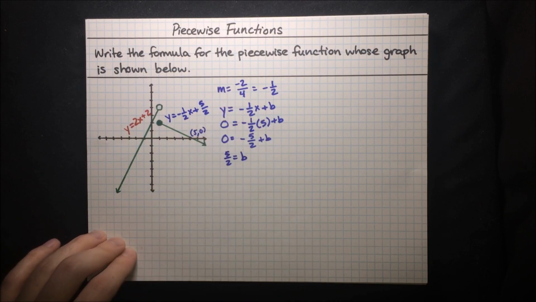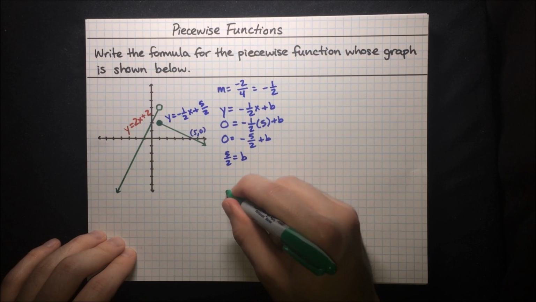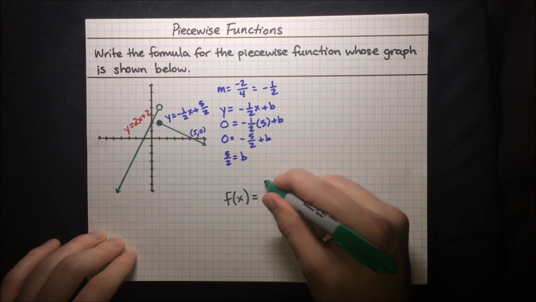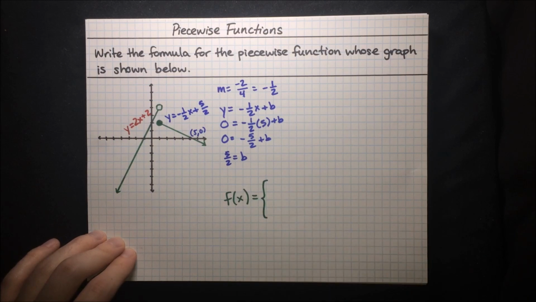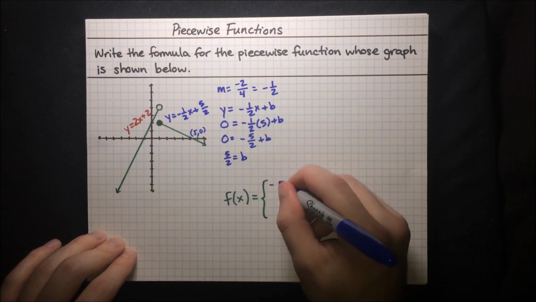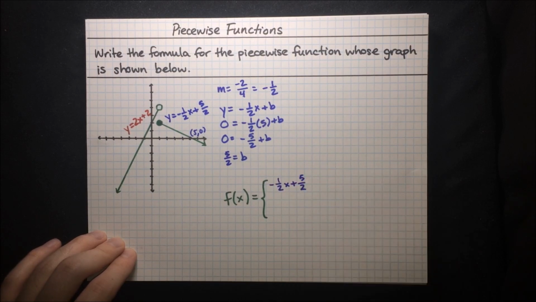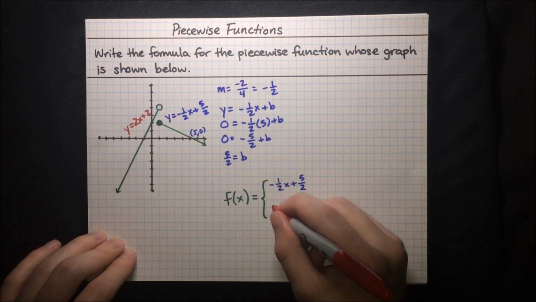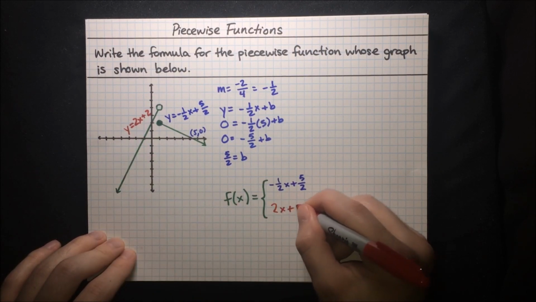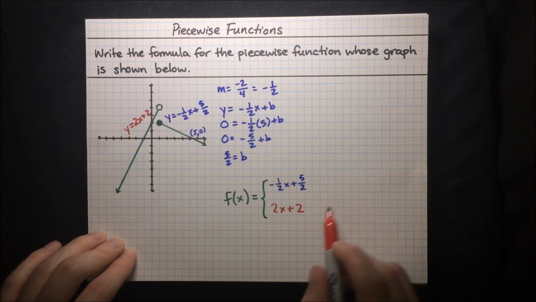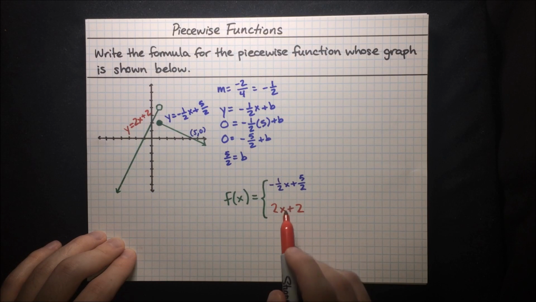Okay, so let's start writing down our piecewise function. We'll have f of x is equal to two cases, one for each piece. One of the cases will be this piece on the right side, the negative a half x plus 5 halves, and then the other case will be the piece on the left side, which is 2x plus 2. But we're not done yet. We still have to figure out what parts of the domain correspond to each rule here.